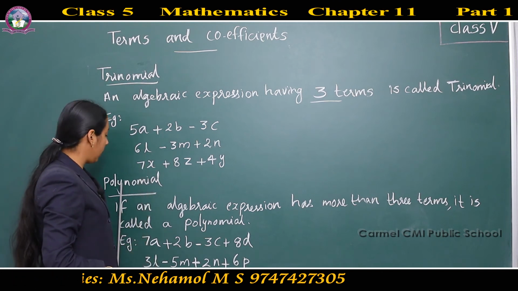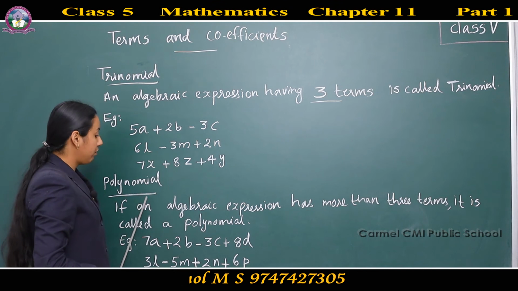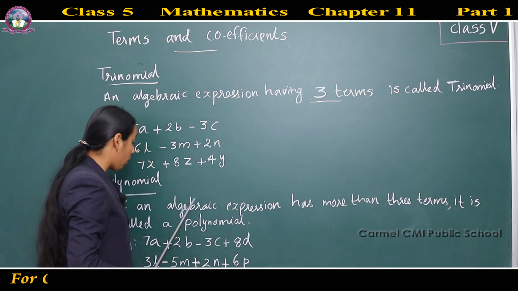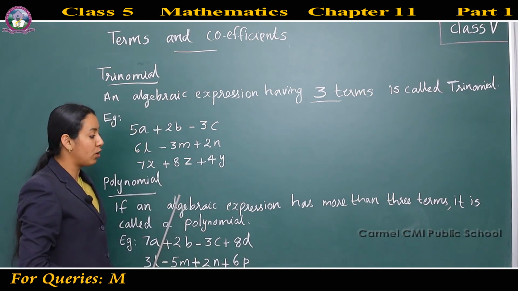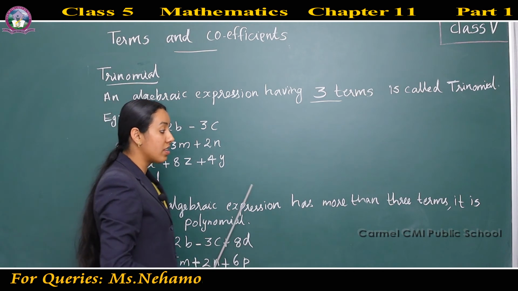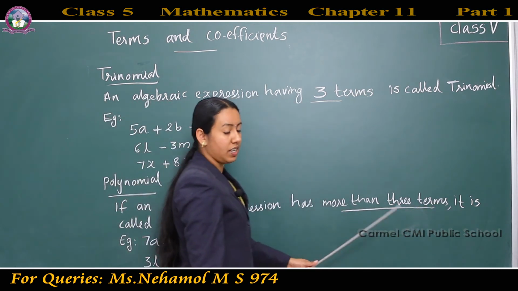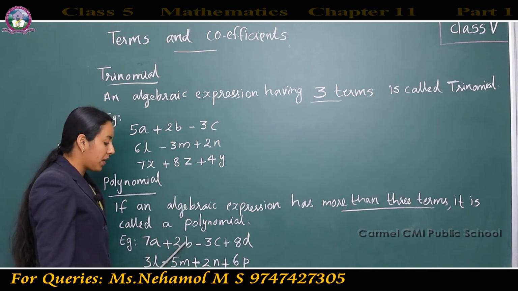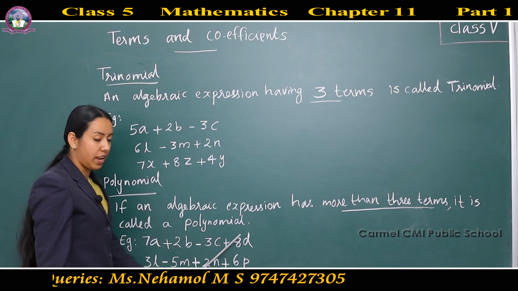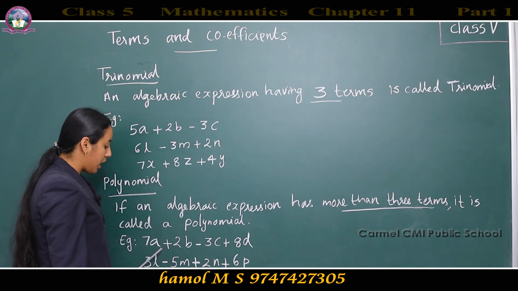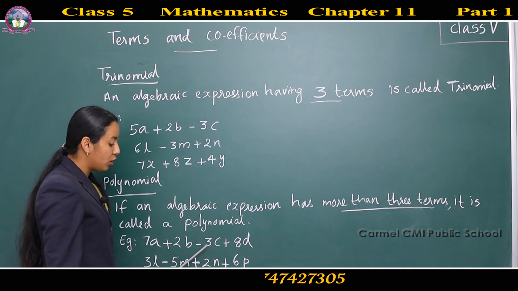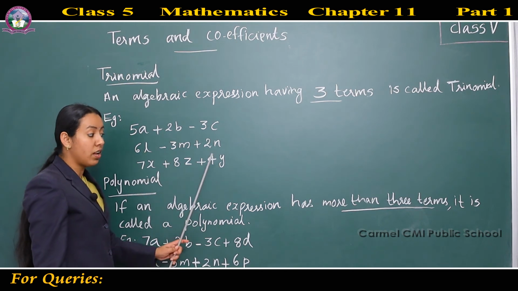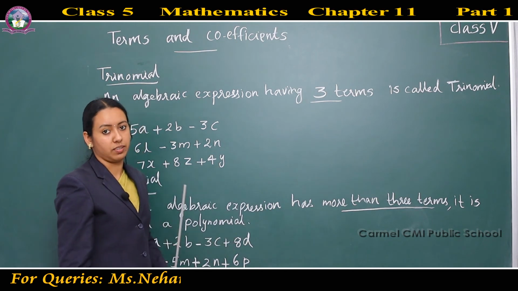The next one, polynomial. If an algebraic expression has more than 3 terms, it is called a polynomial. Examples, 7a plus 2b minus 3c plus 8d. Next one, 3l minus 5m plus 2n plus 6p. So what is a polynomial? An algebraic expression having more than 3 terms.